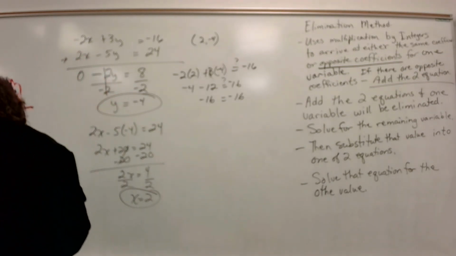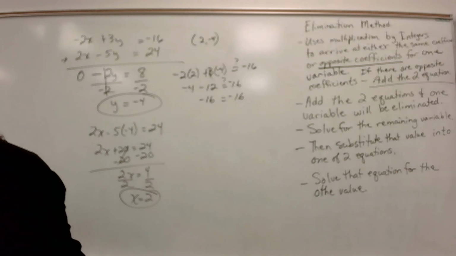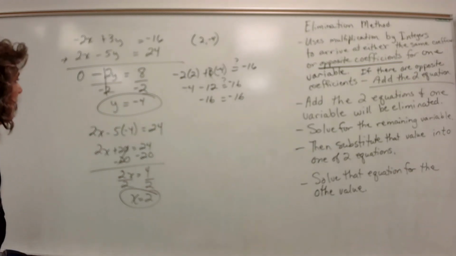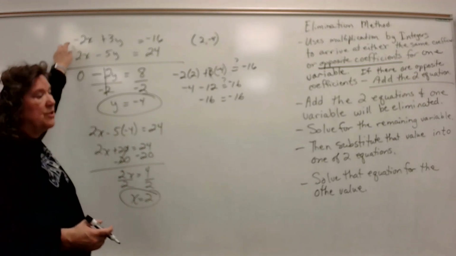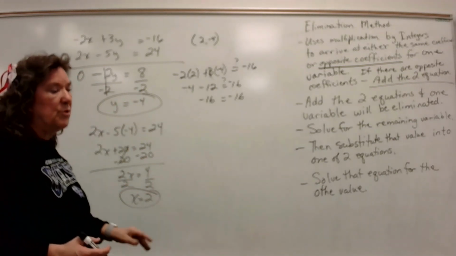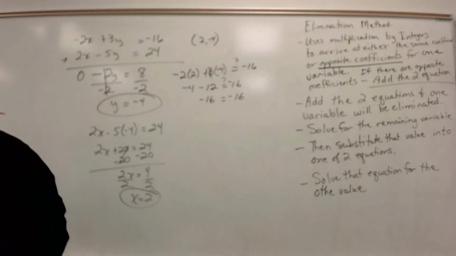Okay? So there's one. And we didn't have to do any work on that one to bring our coefficient to the same number, as you can see. Our negative 2 and our 2 were already the opposites of each other, so it was a perfect elimination problem. So now let's look at some others that are not that simple.